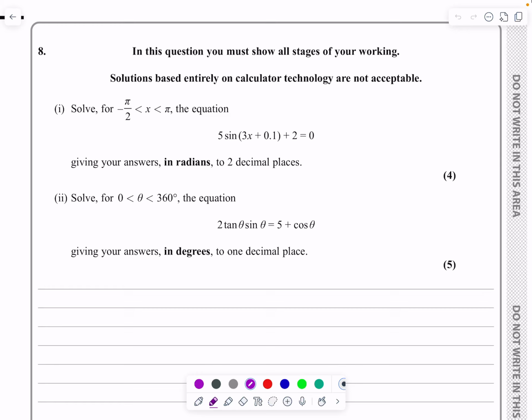Okay, this is the P2 paper from January 2023. It's question number 8, and this is a trig identities and equations question. Let's have a look at it. We've got one answer that's going to be in radians, one answer that's going to be in degrees.